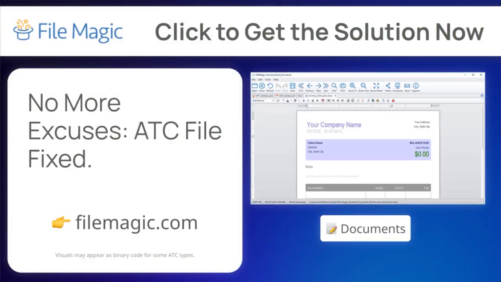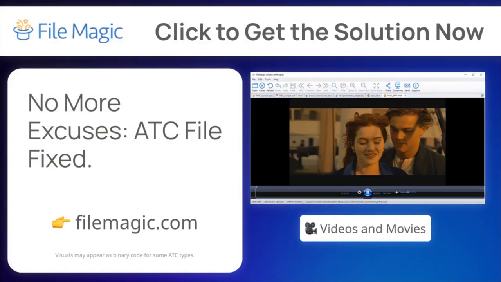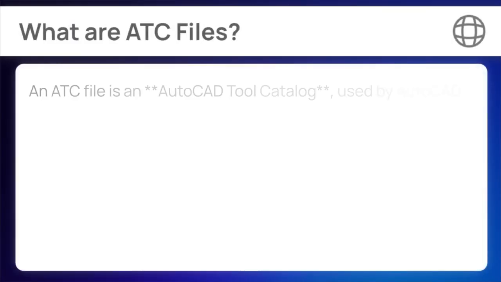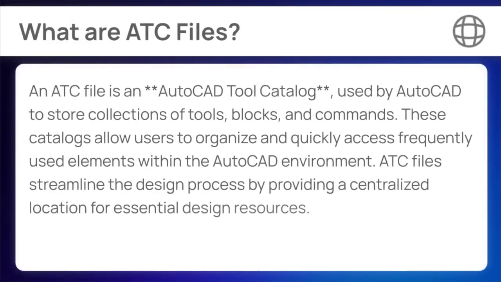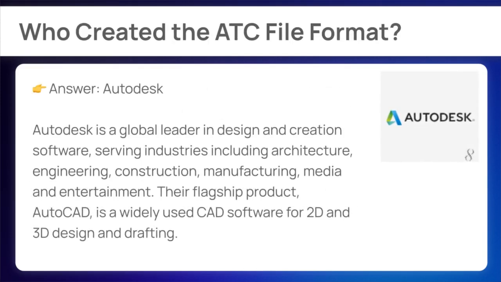This involves the correct application of a single premium ATC file inspection utility designed for broad spectrum file support. An ATC file is an AutoCAD tool catalog, used by AutoCAD to store collections of tools, blocks, and commands. These catalogs allow users to organize and quickly access frequently used elements within the AutoCAD environment. ATC files streamline the design process by providing a centralized location for essential design resources.